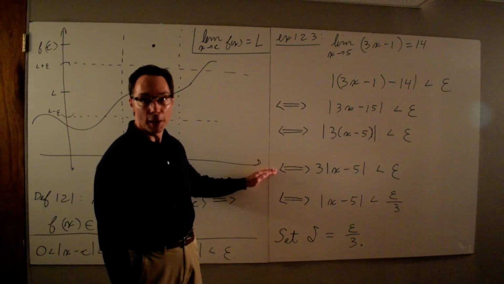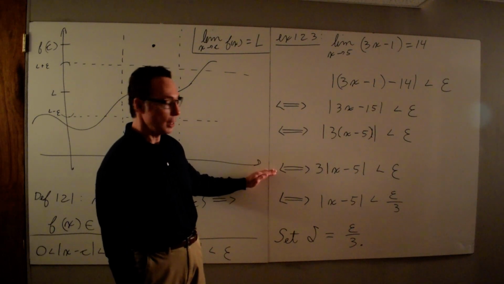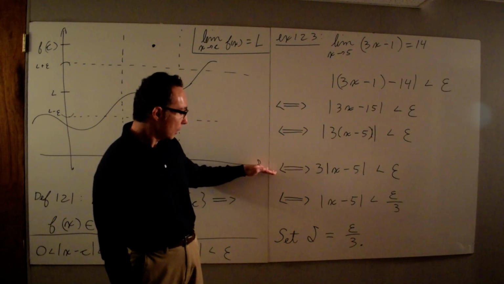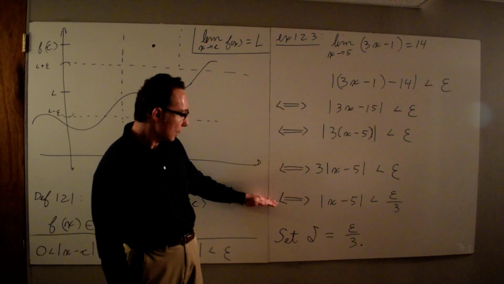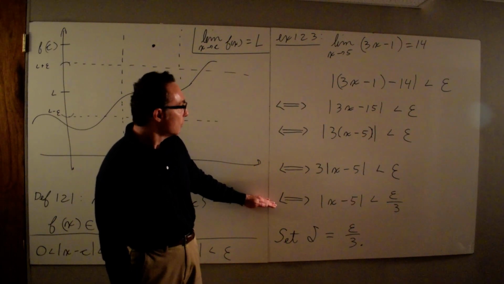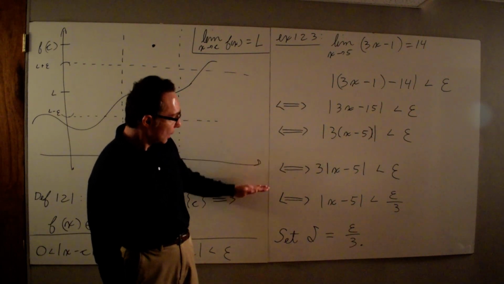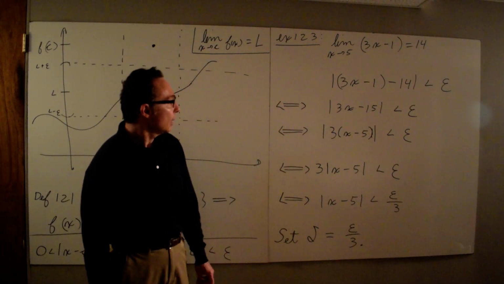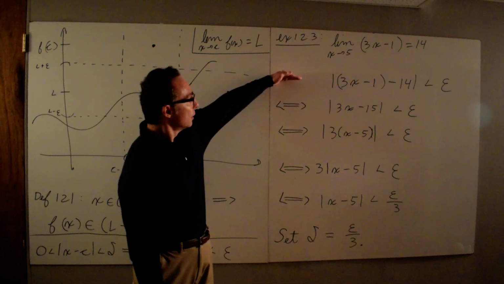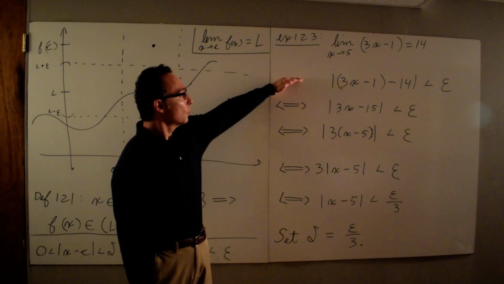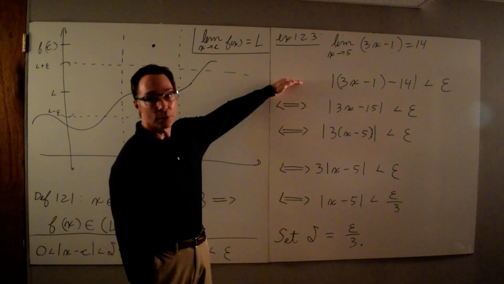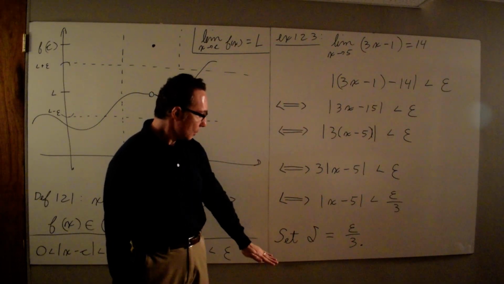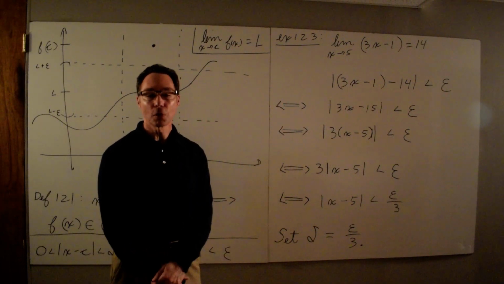Divide both sides by positive 3. That preserves the inequality. So this inequality is true if and only if this inequality is true. And so because these are if and only if statements, the absolute value of x minus 5 is less than epsilon over 3 if and only if the absolute value of 3x minus 1 minus 14 is less than epsilon. So we set delta equal to epsilon over 3.